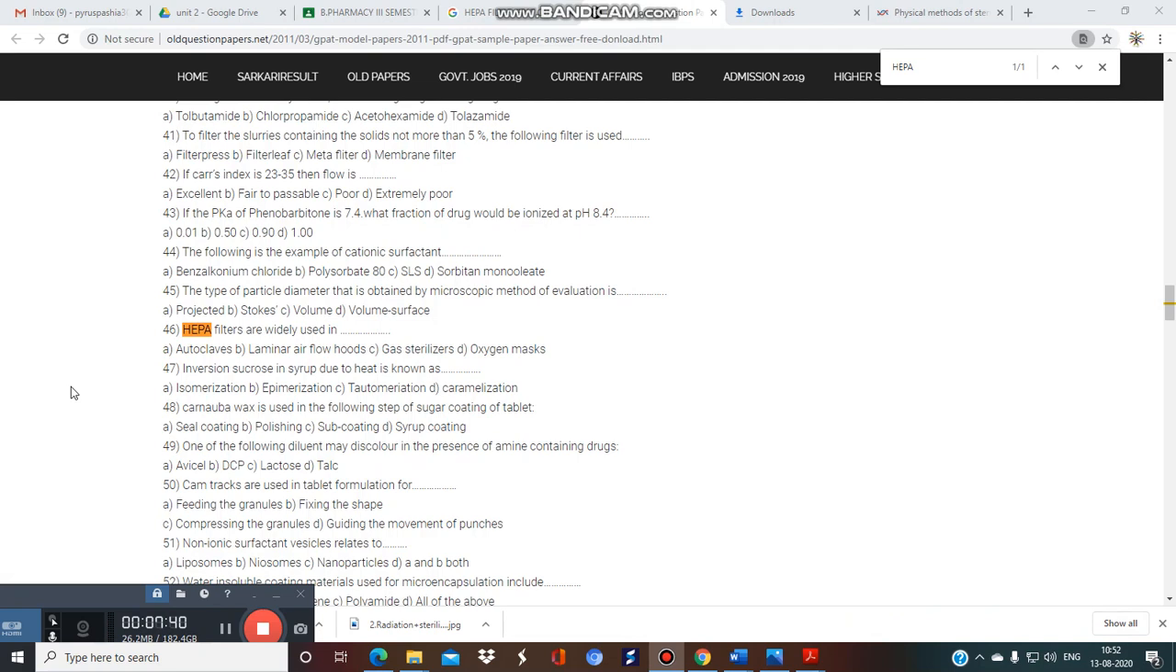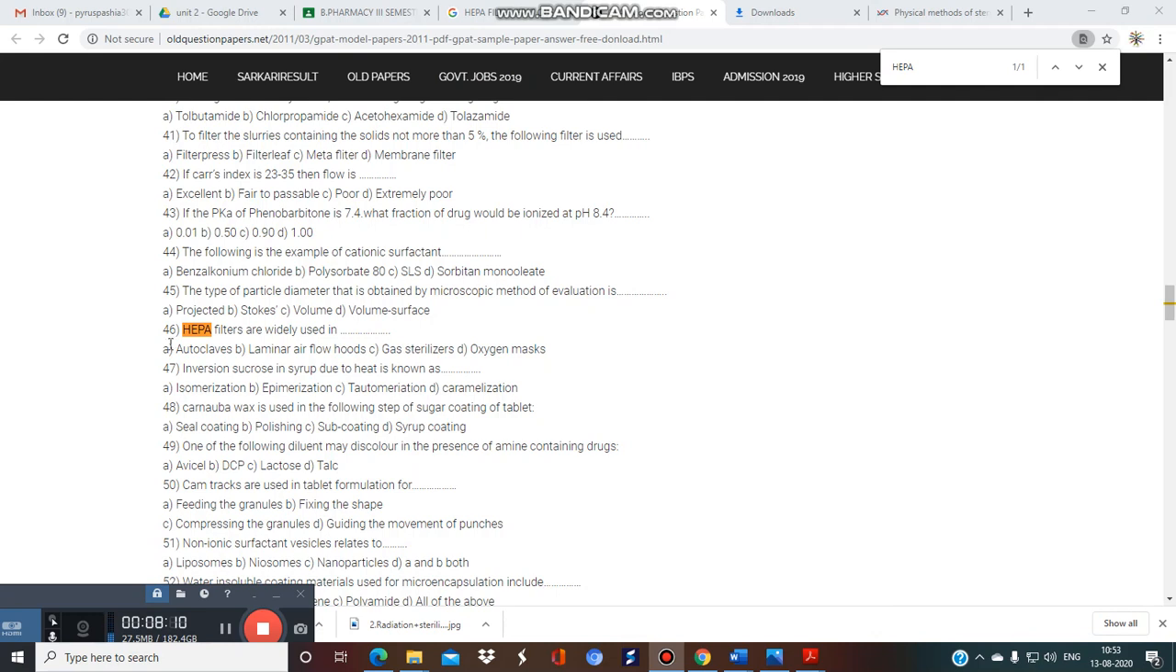So always remember this thing. Pharmaceutical microbiology is a very important component of the GPAT examination. At least 10 to 15 questions are asked from this subject only, and this is a very important topic, that is the HEPA filter. I got this question from the internet. HEPA filters are used in: autoclaves, laminar airflow hoods, gas sterilizer, oxygen mask.